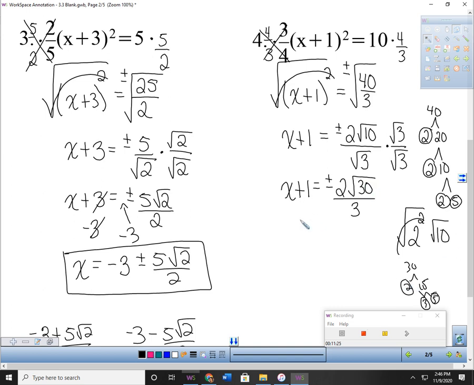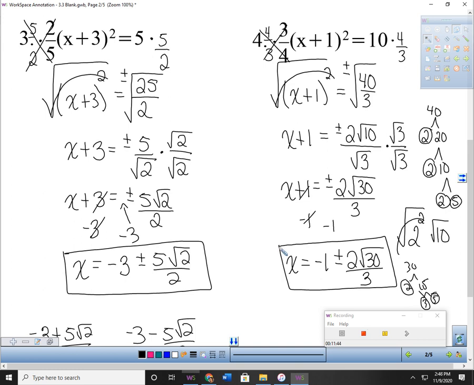Now you'll subtract that 1, and I want you to put that where? In the front of the plus and minus. So you have negative 1 plus or minus 2 square roots of 30 over 3. And please make sure that you're putting your root completely over whatever's supposed to be underneath it as well.